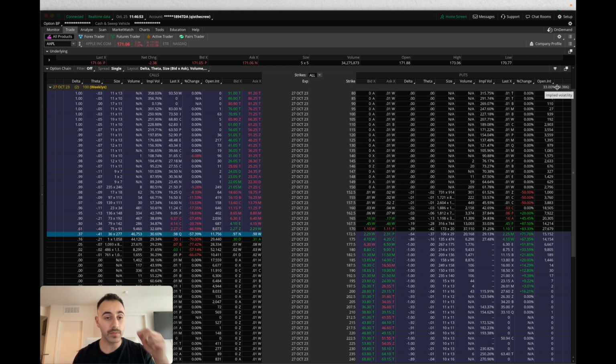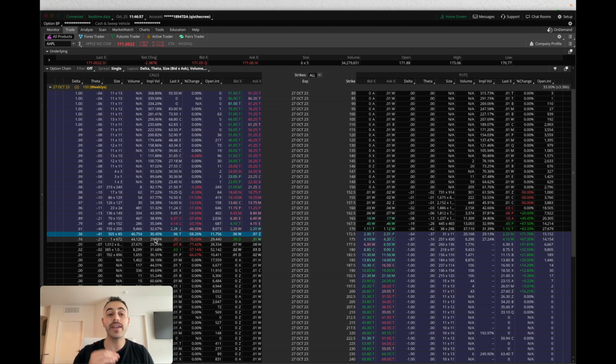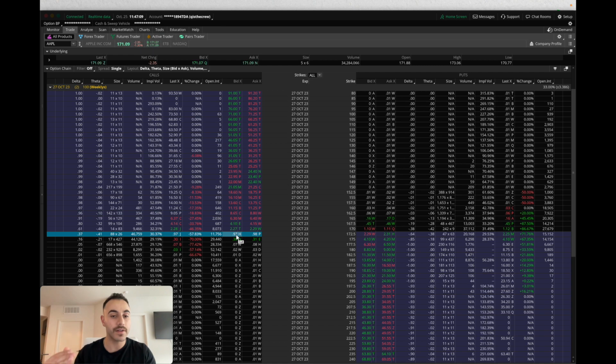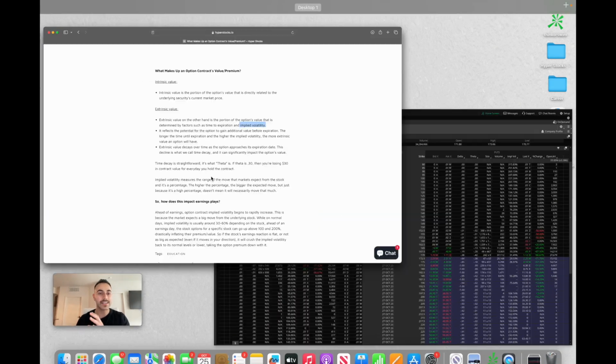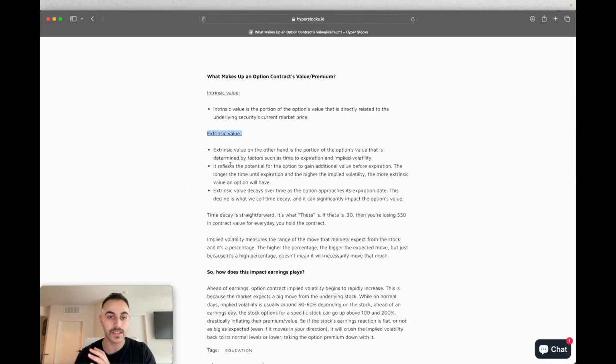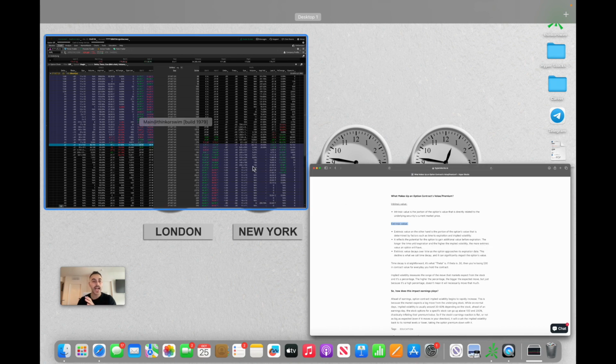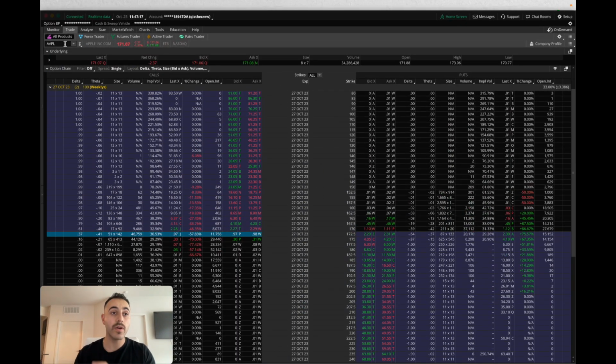Now, why is this important? It is important because implied volatility, the higher it gets, the more inflated that option premium becomes. And so if an implied volatility is trading around 100%, then the contract price is going to be much higher because implied volatility is a part of your extrinsic value. Now, how does this impact earnings? I'm going to go ahead and show you.